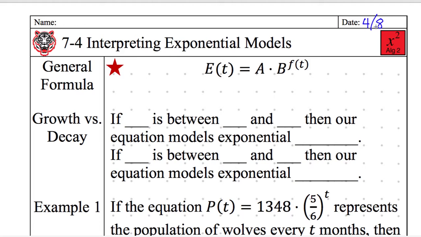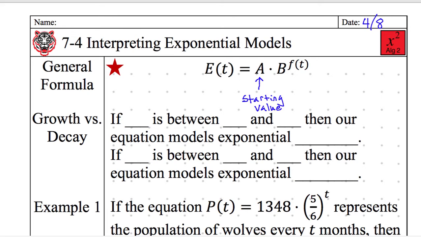There is a general formula for this entire unit, and here it is. Let's go ahead and label some cool things about our exponential modeling function. This capital A right here is your starting value. So if you start at 2, A will be 2. If you start at 7, A will be 7.